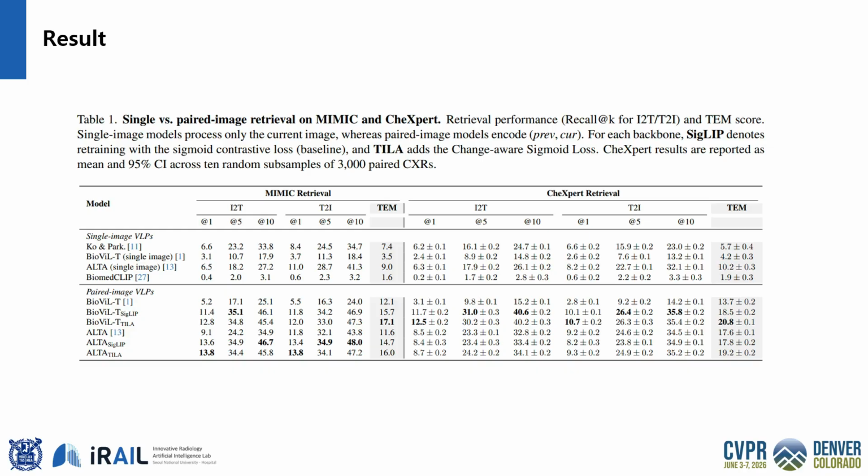Starting with retrieval, paired image models outperform single image ones on TEM score, the temporal alignment metric, and TILA pushes TEM higher on both MIMIC and expert, while Recall@K stays comparable to the baselines. Temporal gains, no retrieval costs.